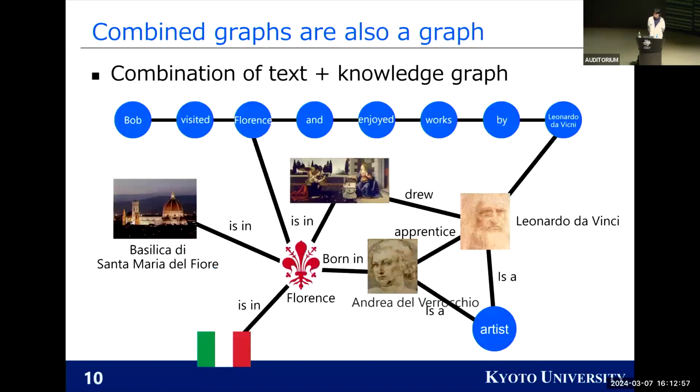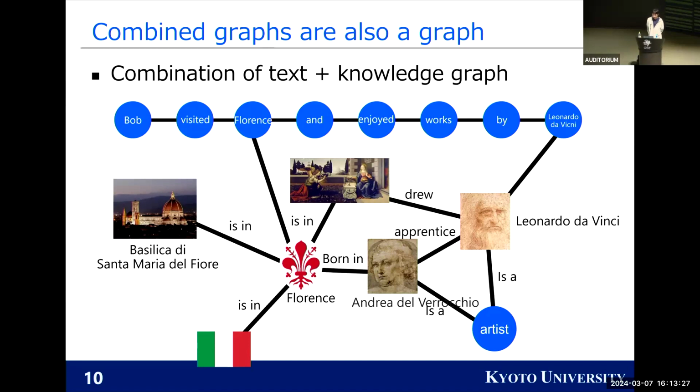And also, we can think of the combination of many graphs, right? A combination of a text graph and a knowledge graph. In this example, we combine the text: Bob visited Florence and enjoyed work by Leonardo da Vinci. And we attached a knowledge graph to it by connecting the word occurrence Florence to the Florence node in the knowledge graph. And we connect the Leonardo da Vinci word to the node in the knowledge graph.